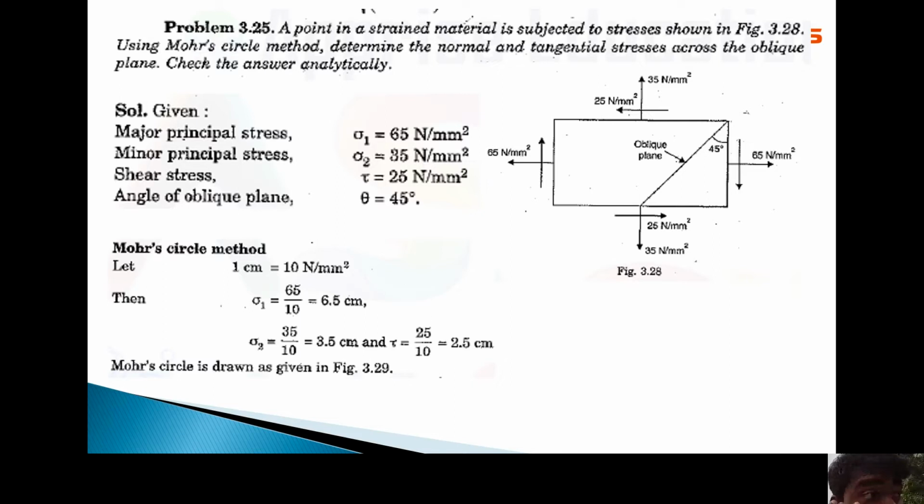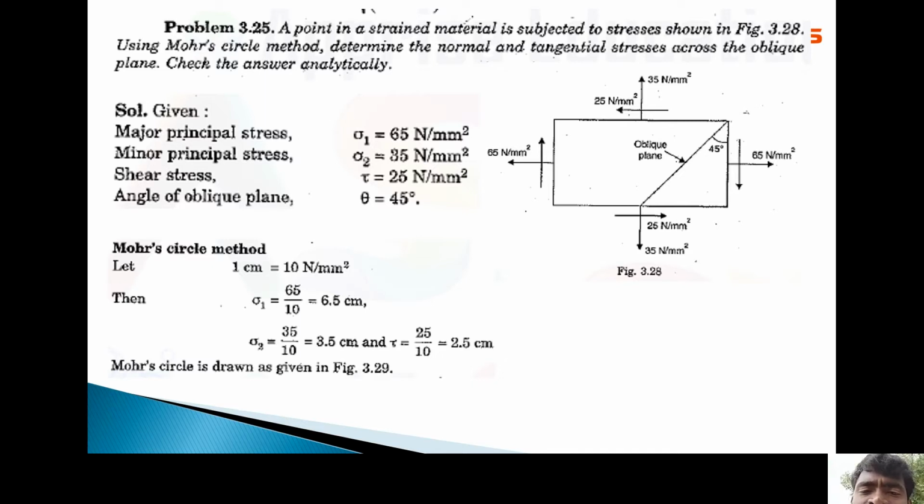Okay, by using the figure, the Mohr circle method. First of all, to determine the Mohr circle. In the Mohr circle method, let 1 centimeter equal to 10 Newton per mm square. Sigma 1 equal to 65 divided by 10, that equals 6.5 centimeters. Now 1 centimeter equal to 10 Newton per mm square, that means sigma 1 value is 6.5 centimeters.